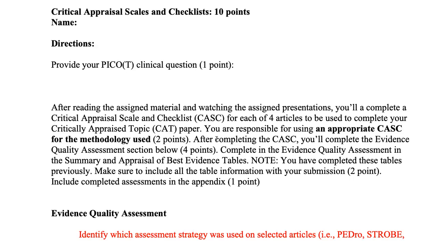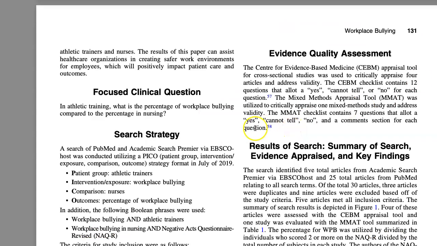So again, you should pick a scale that's appropriate for your research method or research design, as I provided in the class. So what I'm going to do is go over to a completed CAT paper. This particular paper was provided in week 2, I believe, in our class, or week 1 or 2 or 3. This paper will provide you an example of how you should write your paper for this week.